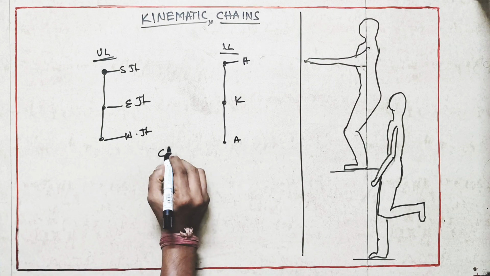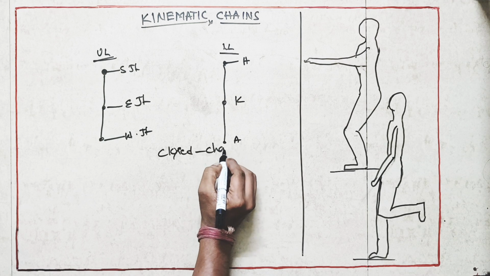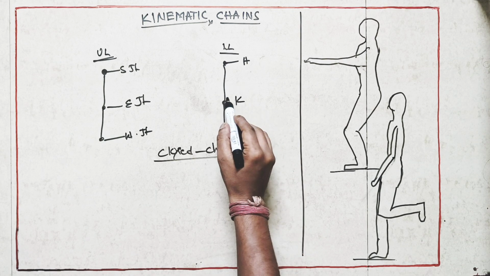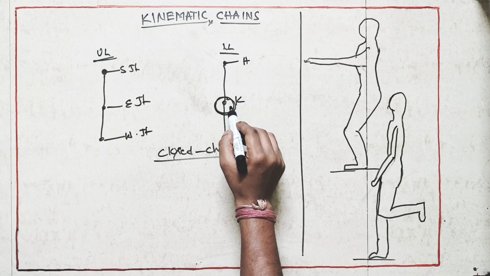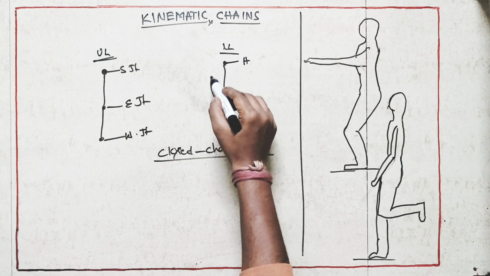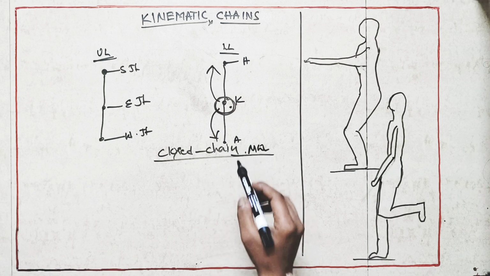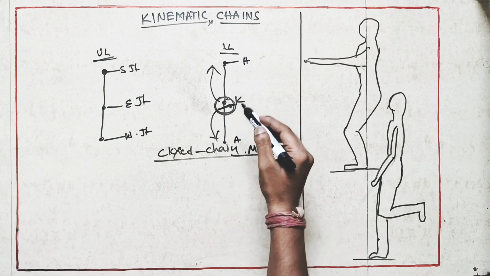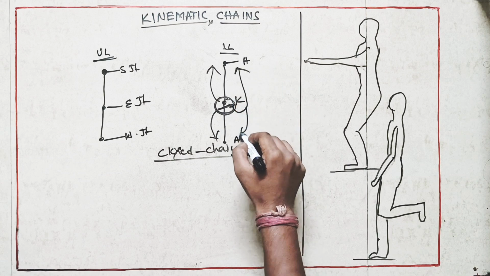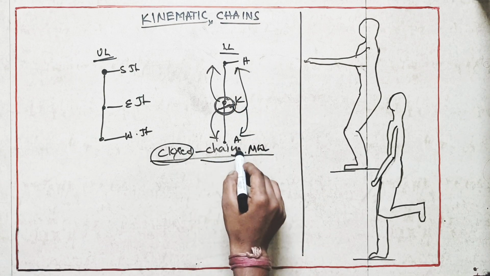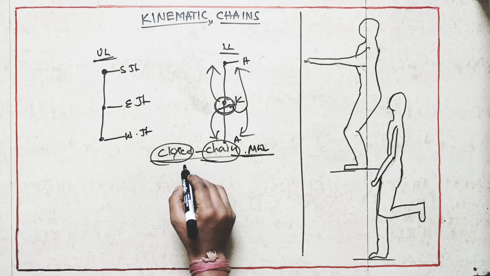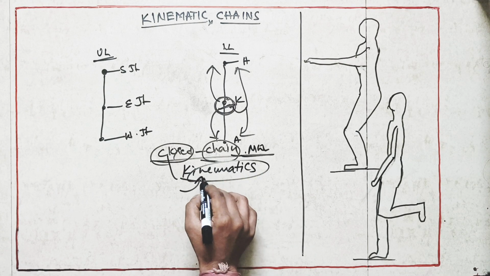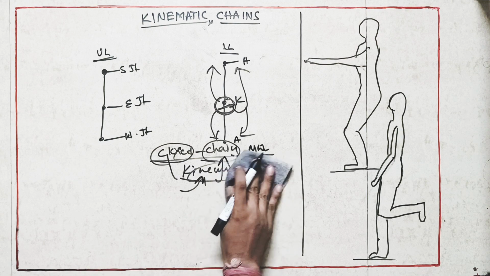Now we'll see closed chain movement. Closed chain movement means, suppose we do movement in the knee joint, and this knee joint movement is going to create movement in the hip joint and ankle joint. Then the knee joint is following a kind of chain that creates movement in the hip joint and ankle joint. So that's why it is a closed chain. Movements are nothing but kinematics. So this is closed kinematic chain.